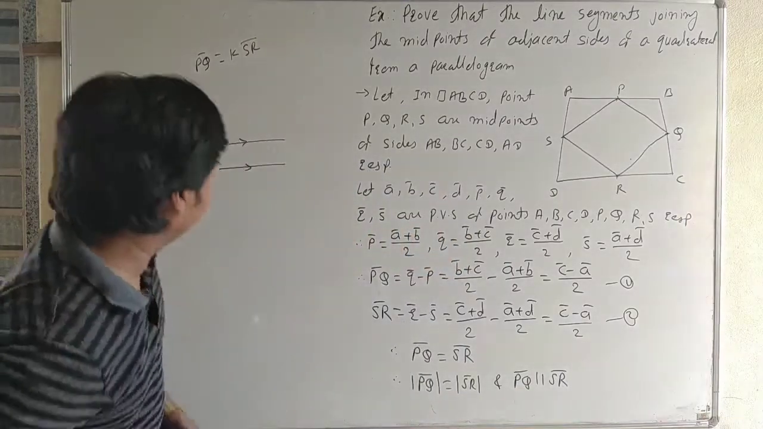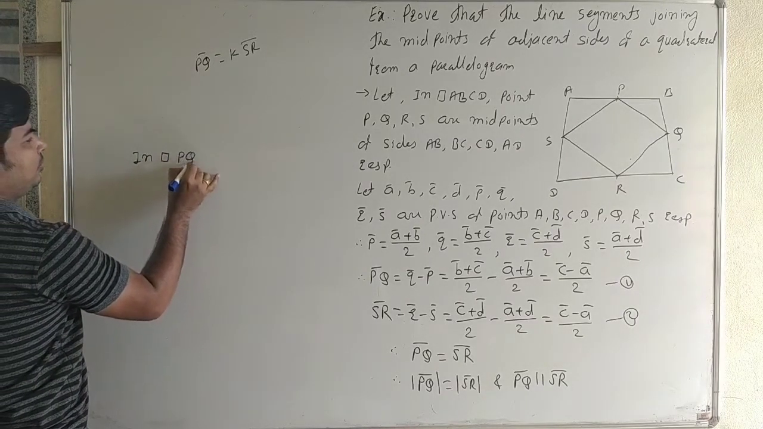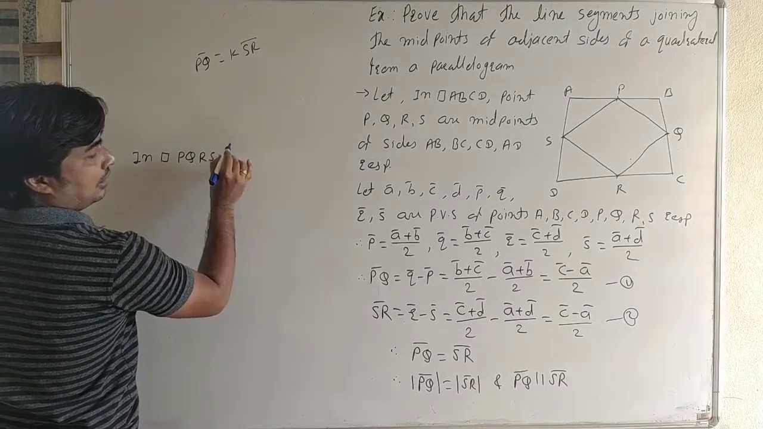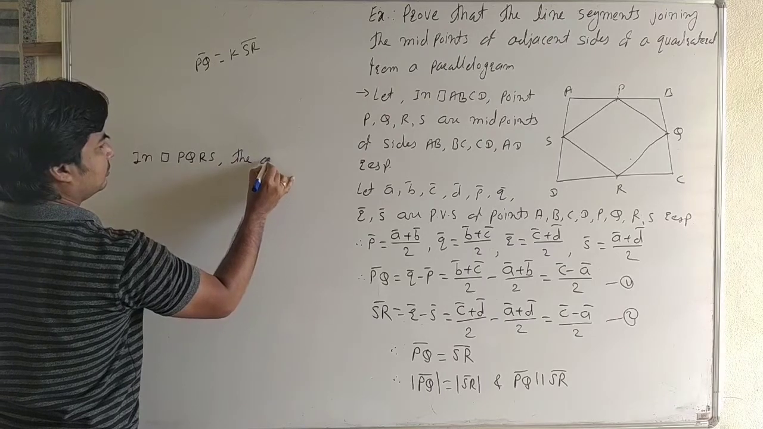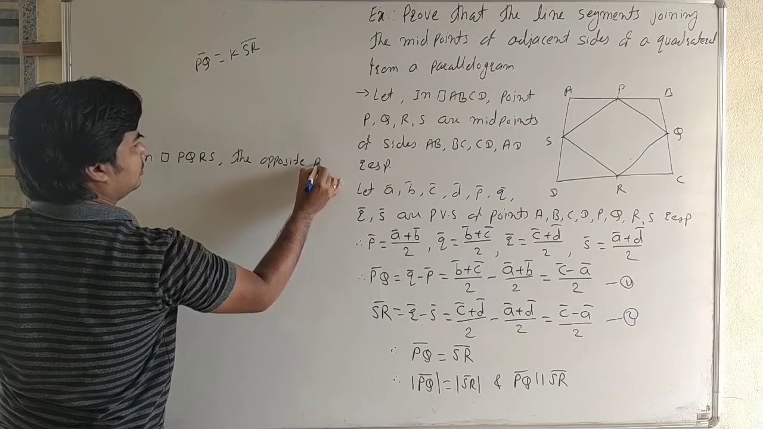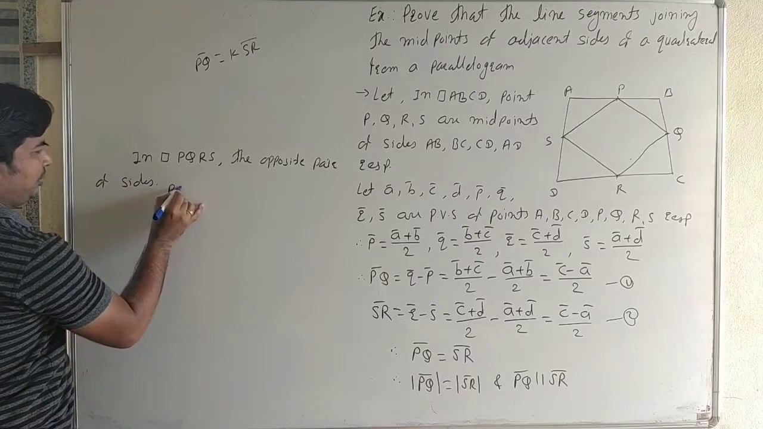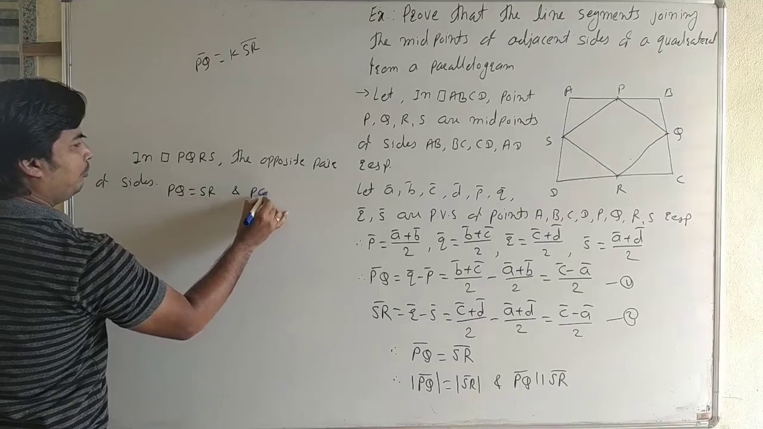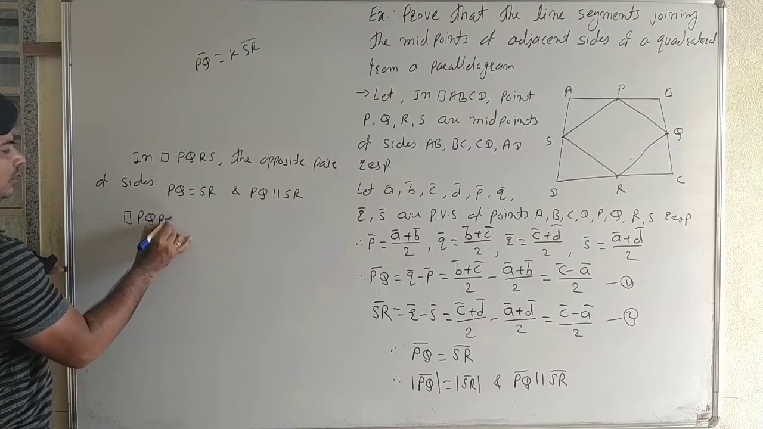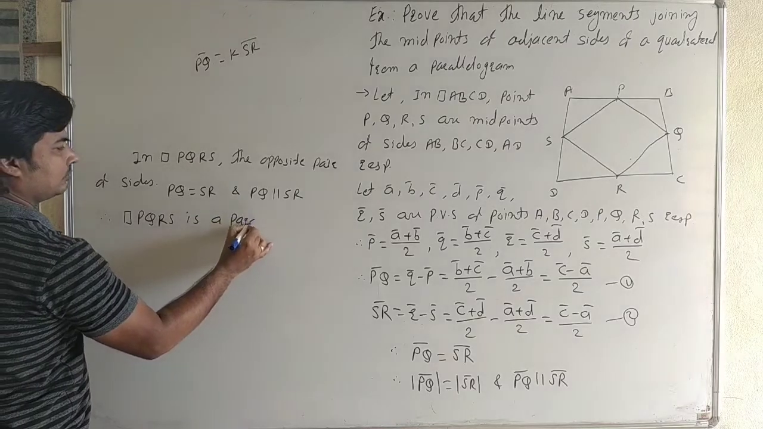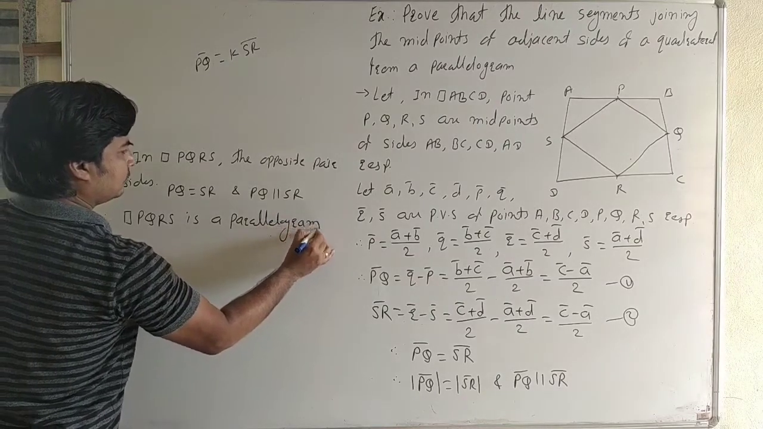Therefore, in quadrilateral PQRS, the opposite pair of sides, PQ is equal to SR and PQ is parallel to SR. Therefore quadrilateral PQRS is a parallelogram. It is a parallelogram.